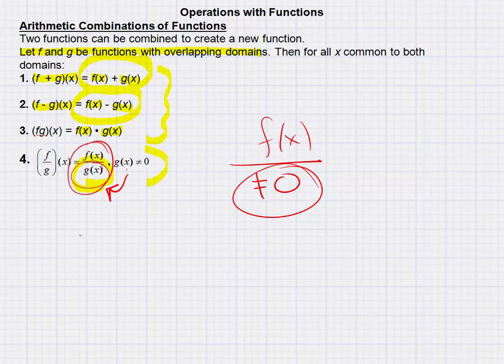Okay? Another way I could write the division is f of x divided by g of x. Right? It's another way you can write division. I could write it that way too. But all you're doing is dividing the two functions. Now, how do you do that? Well, it depends on the functions. So let's look at some examples.